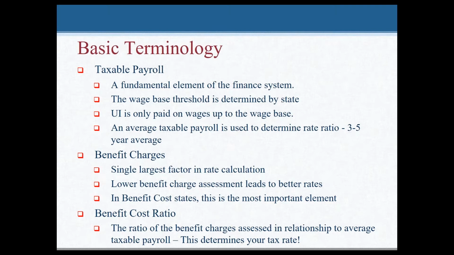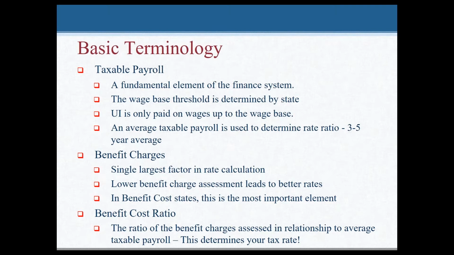And whether you're using a benefit cost system or a reserve account ratio system, it's that relationship, that average taxable payroll versus whatever number they use, that determines your unemployment tax rate. Now, benefit charges are obviously the single biggest factor in your rate calculation. How well you do at preventing unemployment charges, especially in benefit cost states, is how you really go about keeping your unemployment tax rate low.